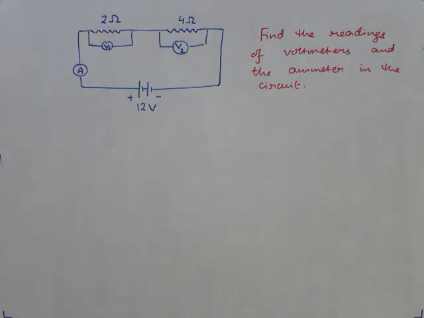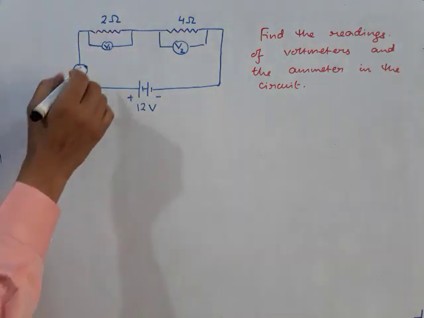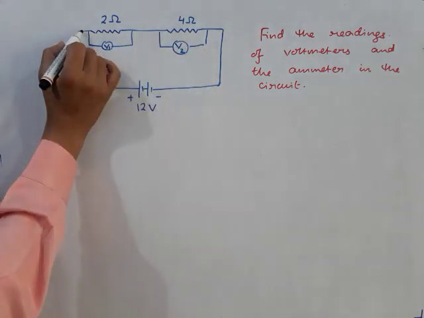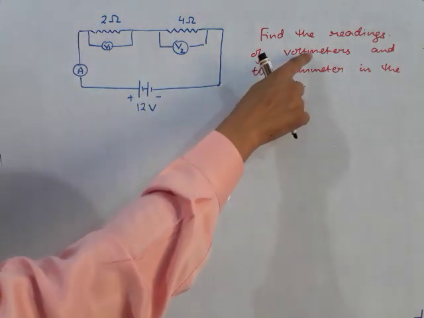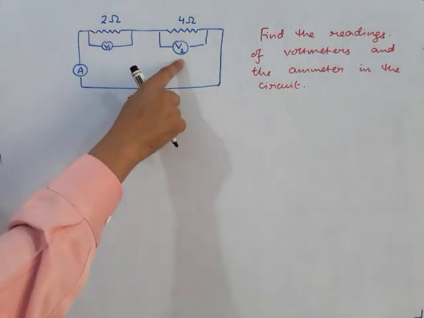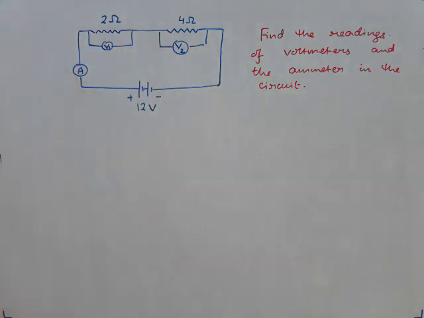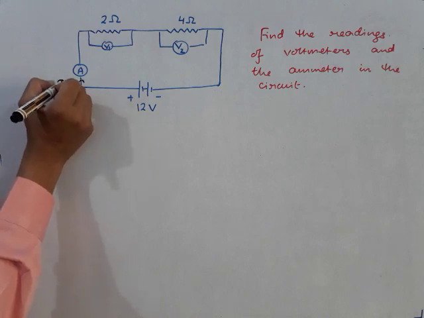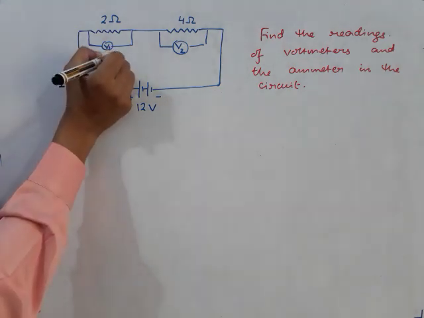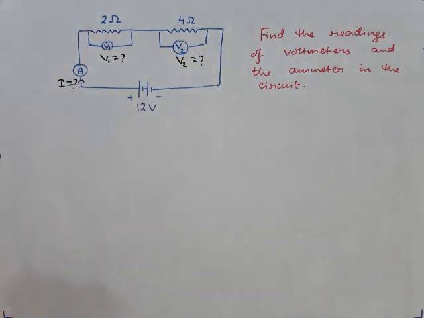Let's see a simple question based on series combination. There are two resistors, 2 ohm and 4 ohm. You see they are connected in series, students. Their ends are connected across a 12 volt supply. You have to find the readings of the voltmeters and the ammeter. There are two voltmeters, the readings are V1 and V2, and there is one ammeter. Here also you have to find the reading. That means the ammeter will read the current I equal to how much, V1 is equal to how much, and V2 is equal to how much.